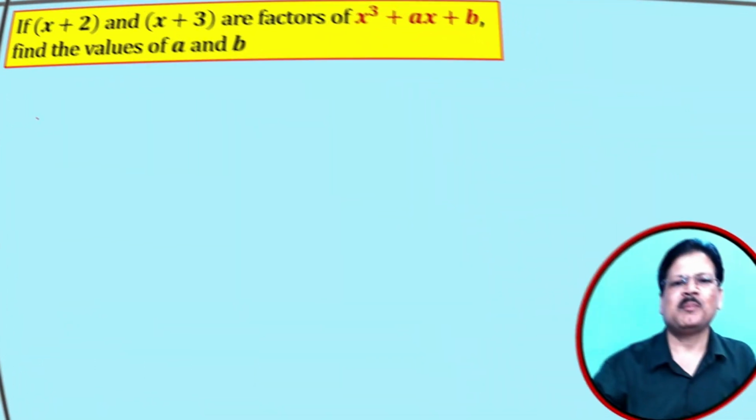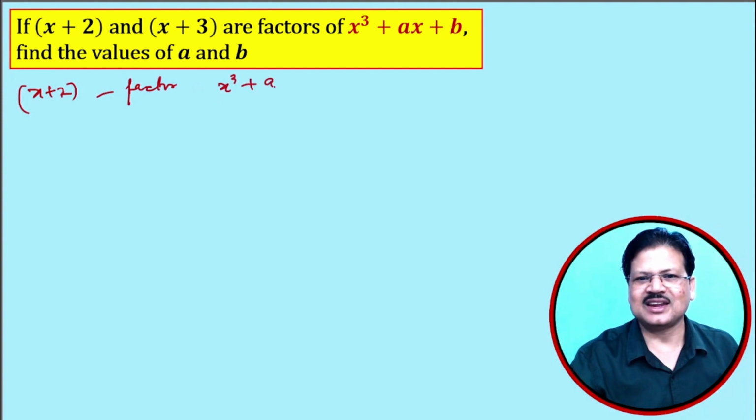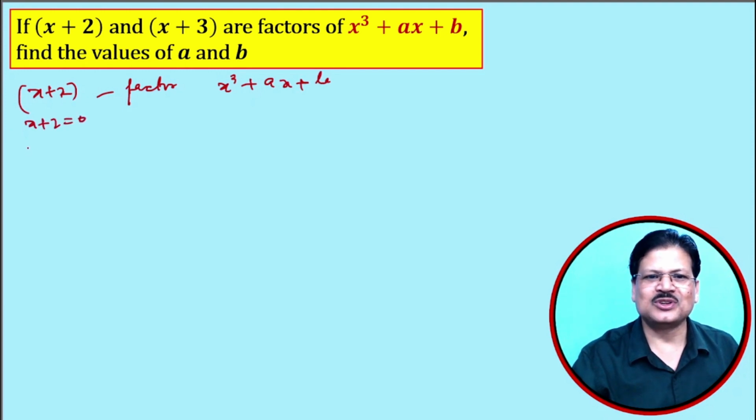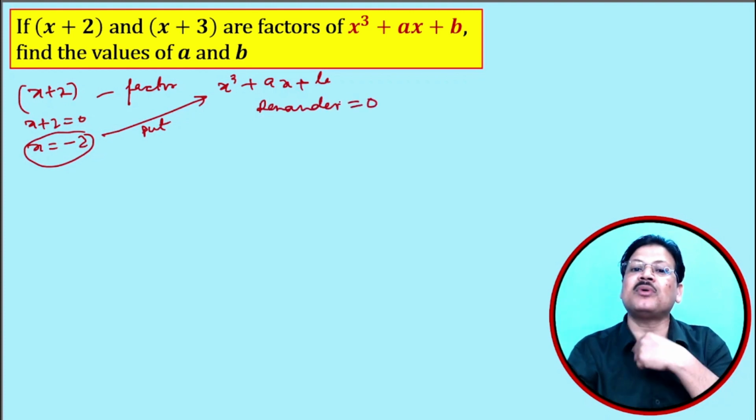So come on, first let us see: if x plus 2 is a factor of this polynomial x cube plus ax plus b, then x plus 2 is equal to 0, so x equals -2. If we put this in, then my remainder will be 0. Remainder will be equal to 0 from the remainder theorem.